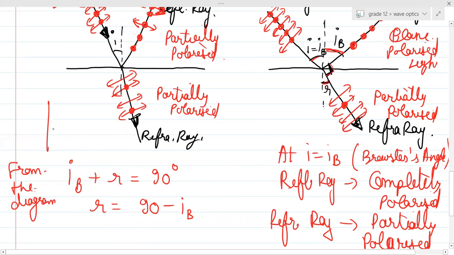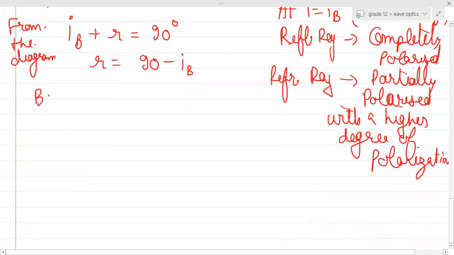Is it clear? Yes, sir. So after this, can I apply Snell's law?